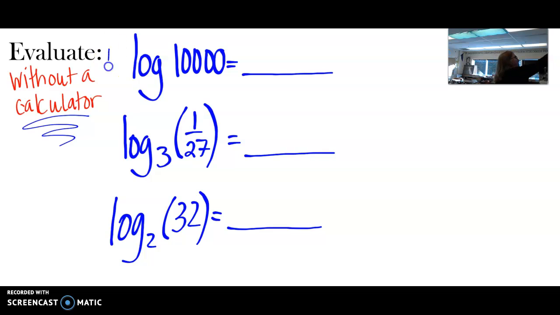So looking at this first one here, I'll call that number 1. What is the base? Well, there's no base written here, so we know the base is 10. So we're trying to figure out 10 to some power, and instead of writing a question mark in math, we usually use a variable because we don't know what it is. 10 to the x equals 10,000. What would you have to raise 10 to get 10,000?